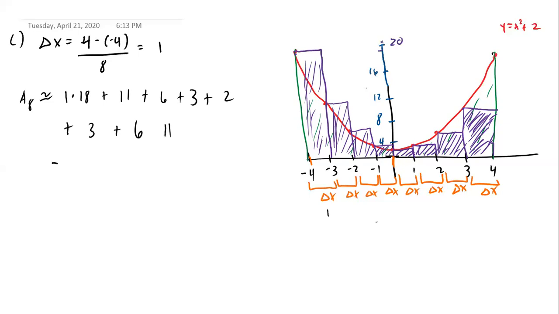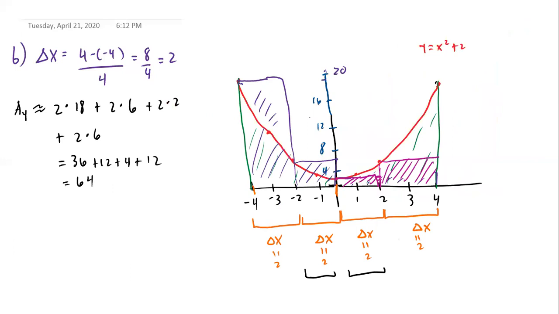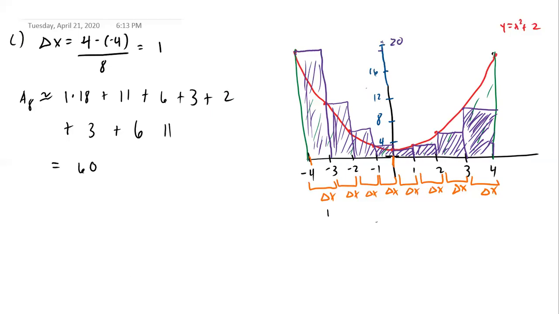So if we add all of this together, what do we get? We get 18 plus, so I'm just going to add it in a different order that's easier to add. So 18 plus 2 is 20, plus 11 is 31, plus 6 is 37, plus 3 is 40, plus 3 is 43, plus 6 is 49, plus 11 is 60. Okay, let's see what we got. With two subintervals, we get an approximate area of 80. With four subintervals, we get an approximate area of 64. With 8 subintervals, we get an approximate area of 60.